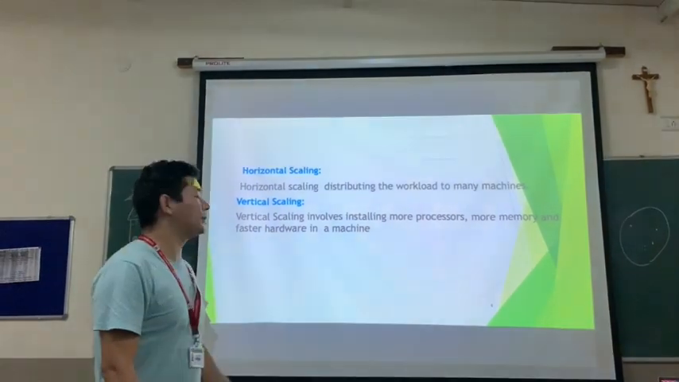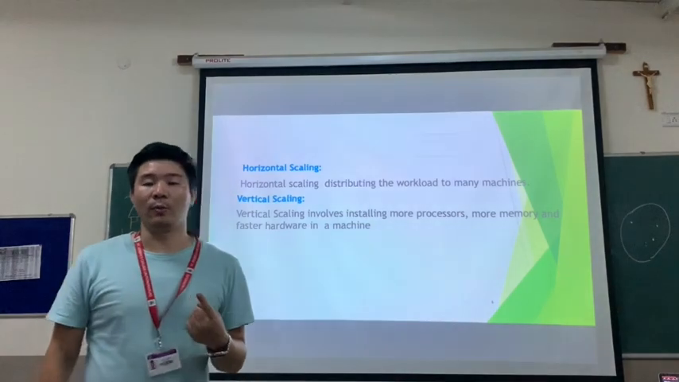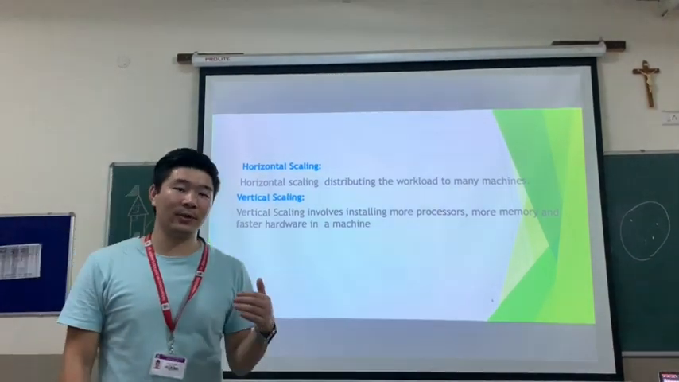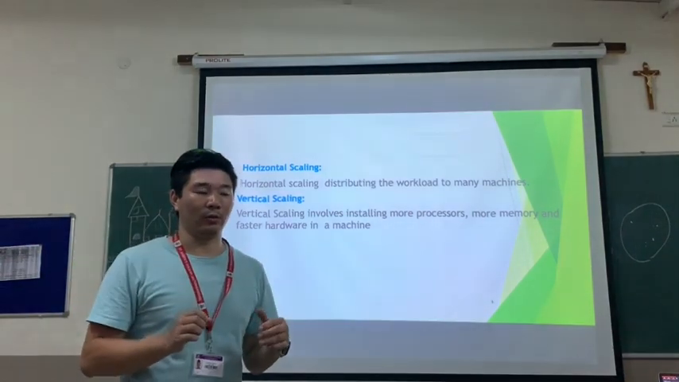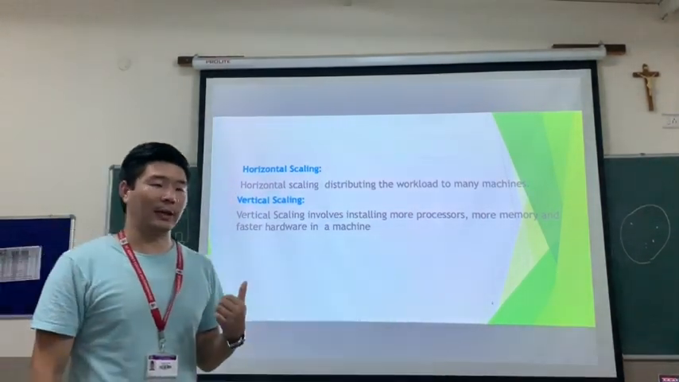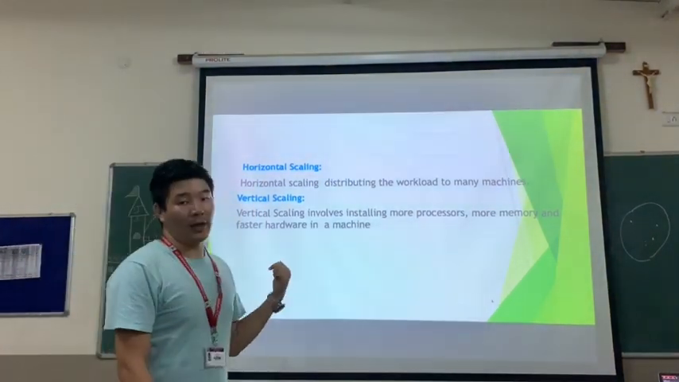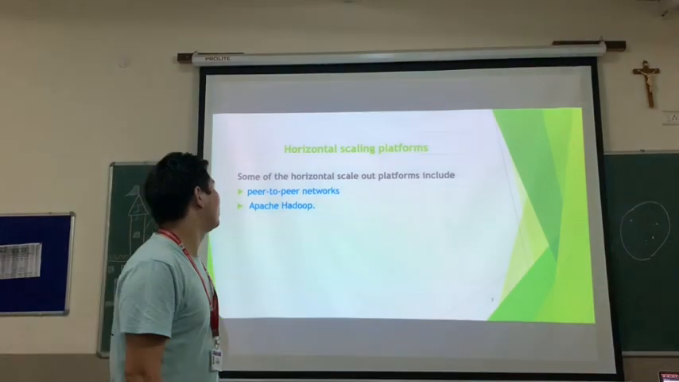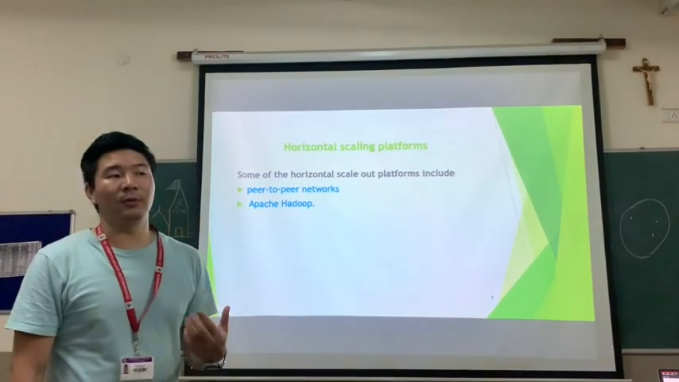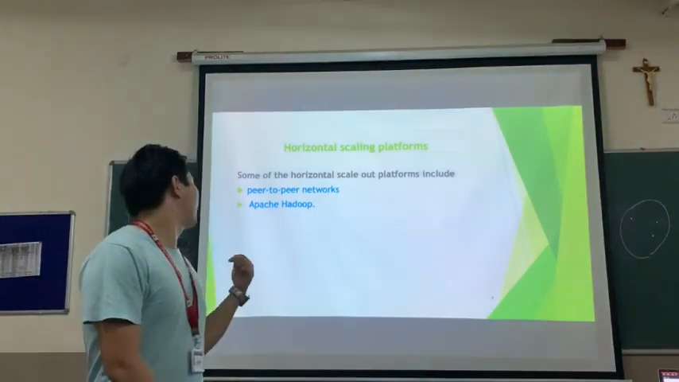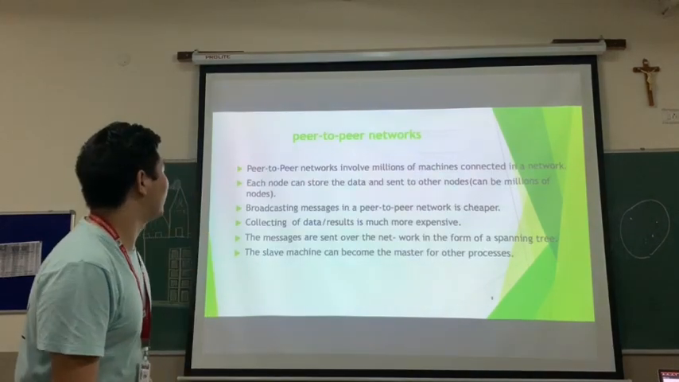And for vertical scaling, there is only one system, but the system's processing power is very high, with a huge amount of capacity in terms of processor, memory, and hardware. Some platforms included in horizontal scaling are the peer-to-peer network and Apache Hadoop. First, the peer-to-peer network.